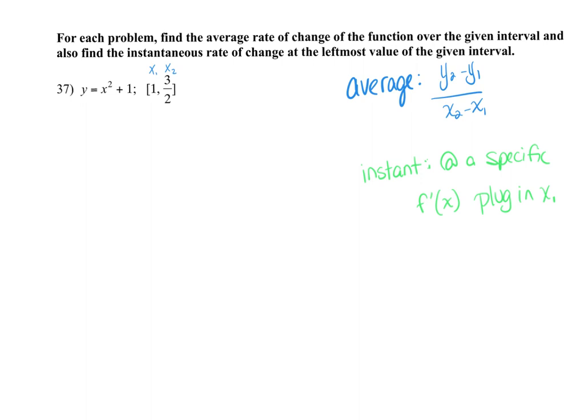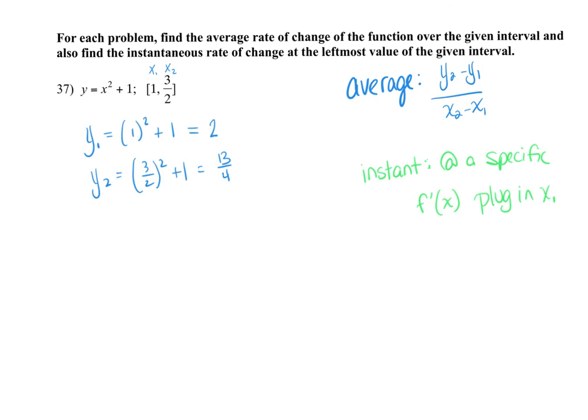So if we find average rate of change, we first need to plug in our x1 and x2 to get what our y1 and y2 are. So our y1 is going to just be 2. Our y2 is going to be what? 9/4 plus 4/4 will be what? 13/4. Okay.